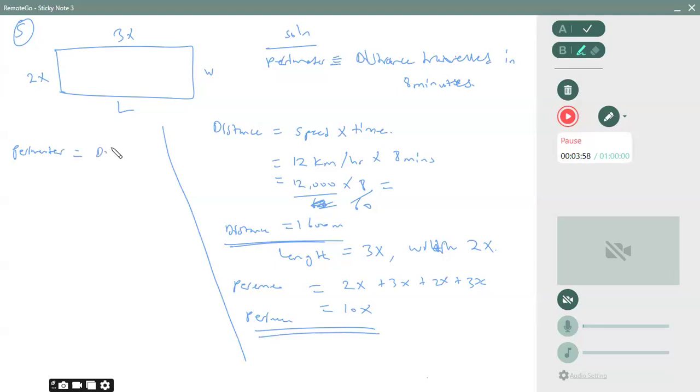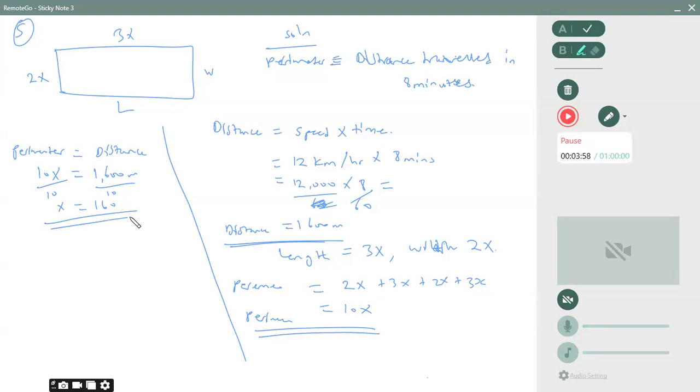is equal to distance, according to the question, and I put here 10x equal to the distance here, it is 1,600 meters. That means that a 1x, or the x value, is 160.